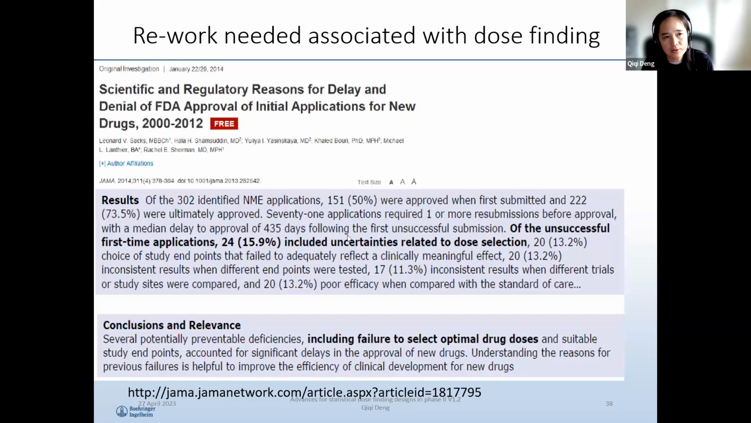And if we look into the literature, there is a lot of information about the possible reasons for the delay or denial of FDA approval of a new drug. Among those different reasons, the uncertainties related to dose selection are definitely the biggest.